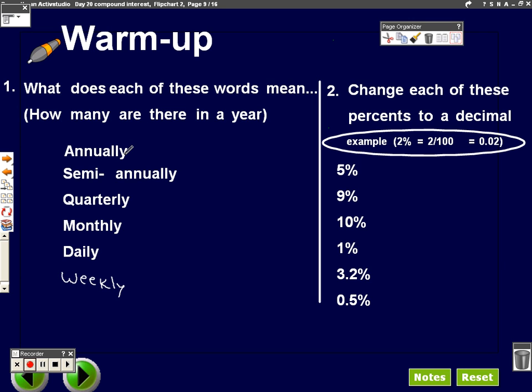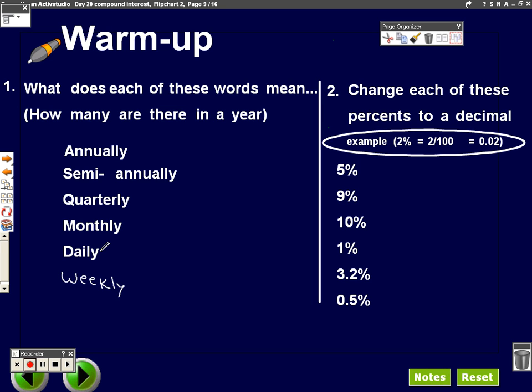If you hear the word annually, how many years are there in the word annually? What does that mean? If something is done annually, how often is it done? If something is done semi-annually, how often is it done? If it's done quarterly, monthly, daily, or weekly, how many of those are there in a year?